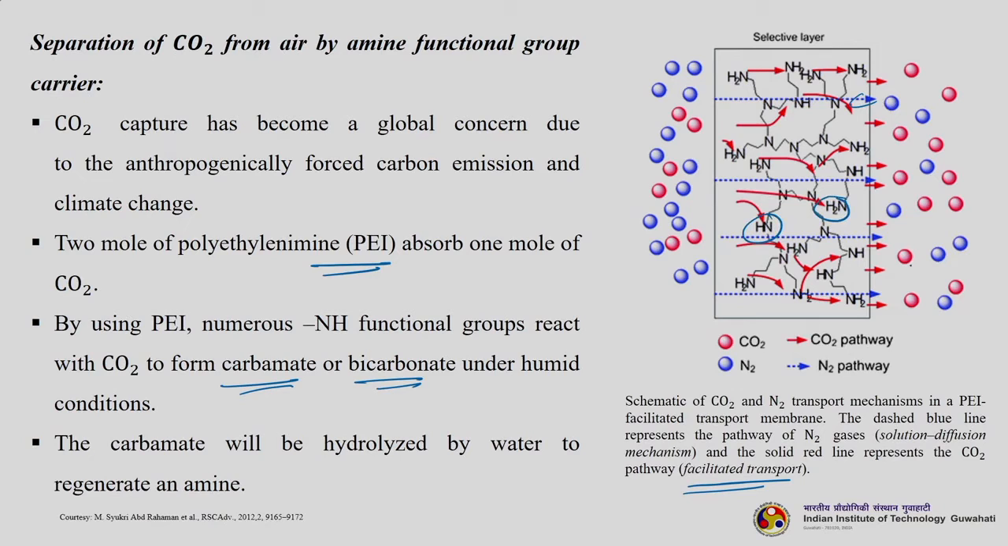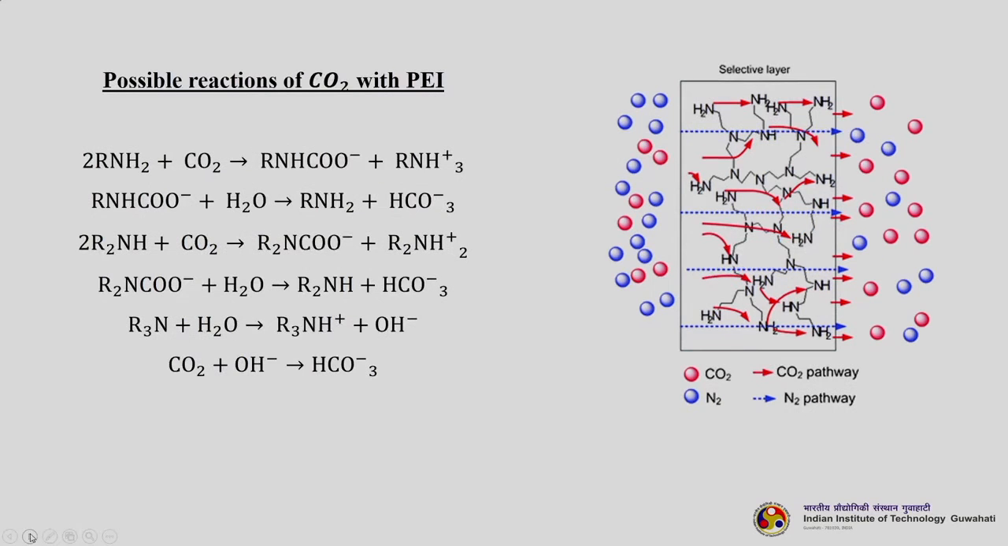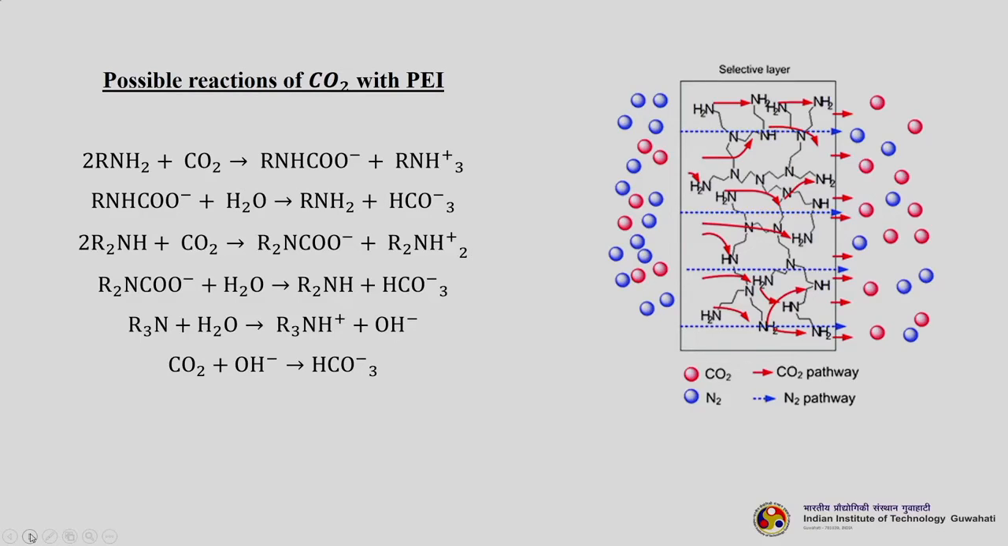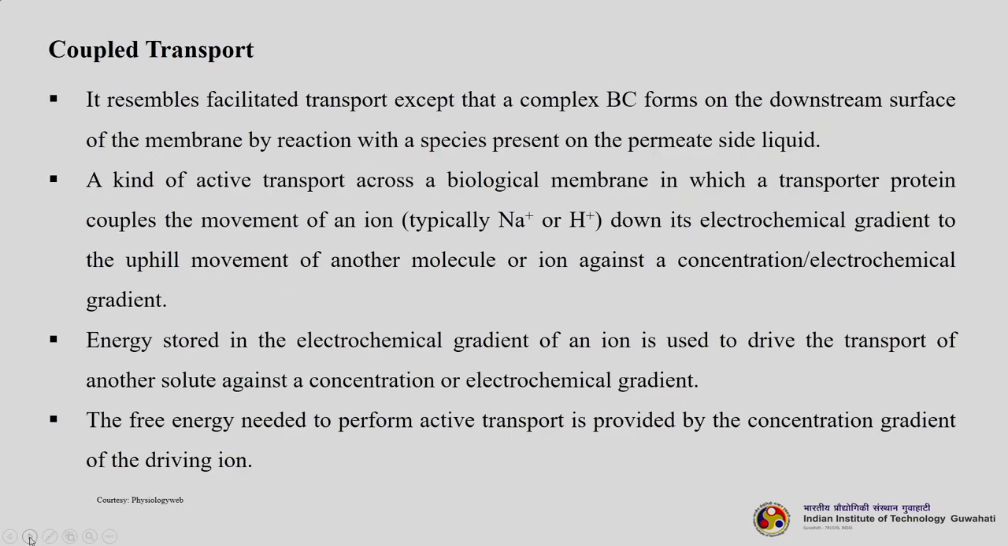So, when it reaches here, the carbon dioxide will dissociate from the NH groups and the amine will be regenerated. These are the various reactions, you can go through later on and understand the different reactions that occur when carbon dioxide is transported through the membrane using a facilitated mechanism. Now, let us understand what is coupled transport.